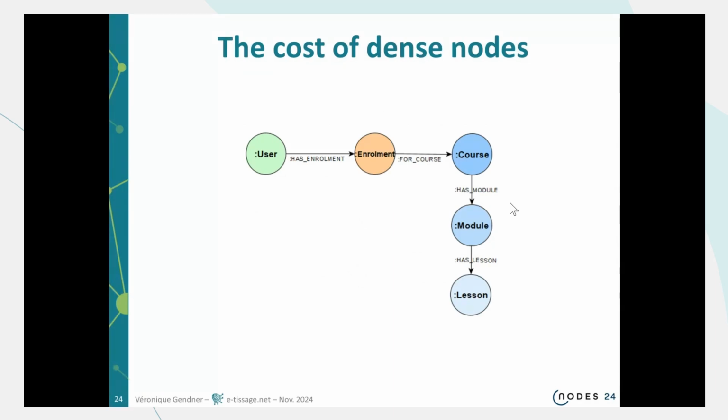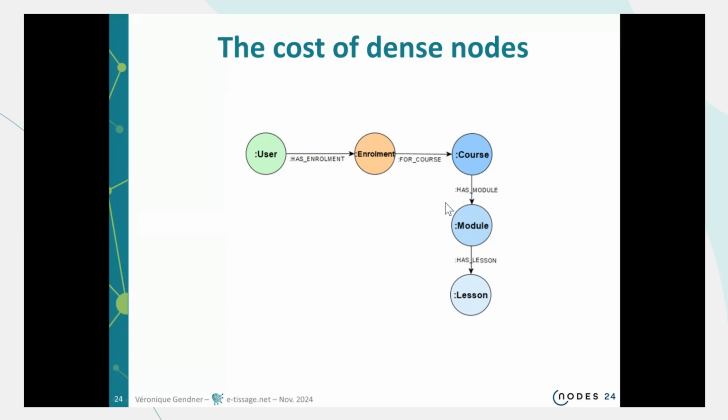Something we need to keep a close eye on are dense nodes. How is that? For example, this is a portion of the model used for the Graph Academy course. You have users and courses. Courses are made of up to 3 modules, and modules contain lessons.